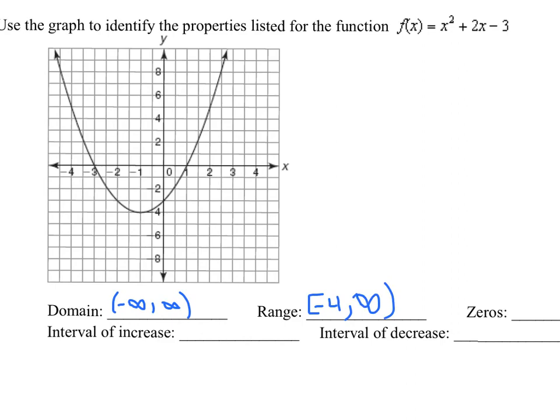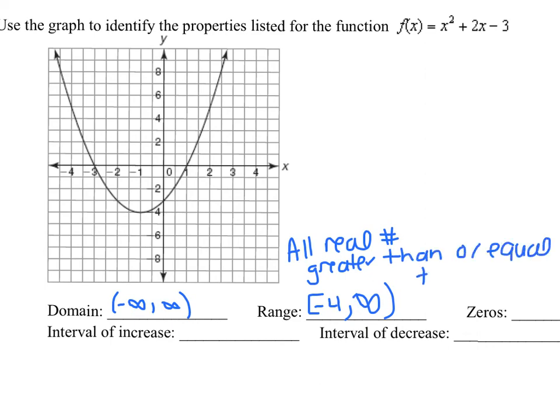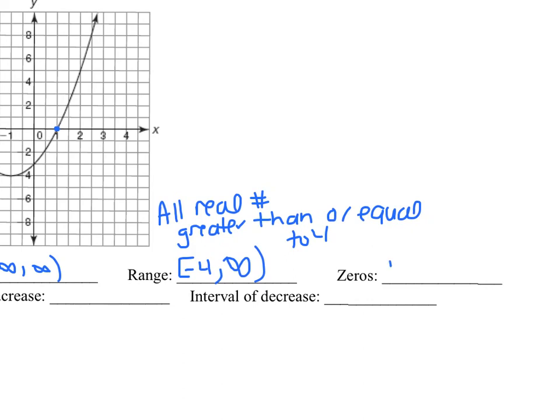Or you could say all real numbers greater than or equal to -4. All right, the zeros of this function, this is where it crosses the x-axis. So we've got a positive 1 and a negative 3. Those are my zeros. So positive 1 and negative 3, and go ahead and put those with y being 0 because those are my x zeros.